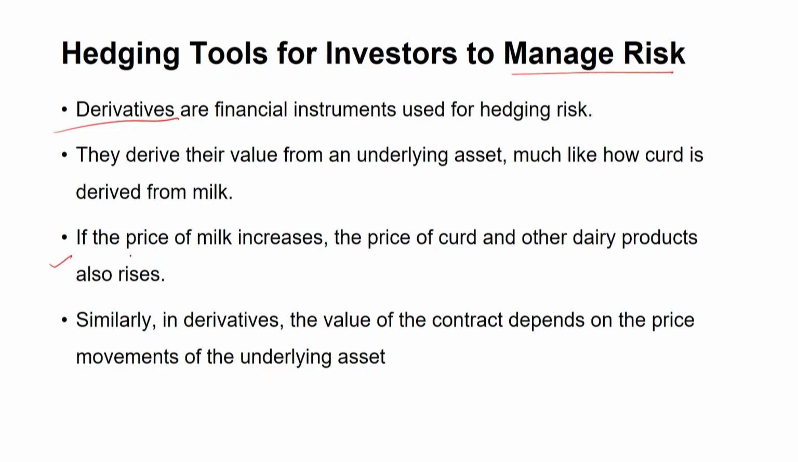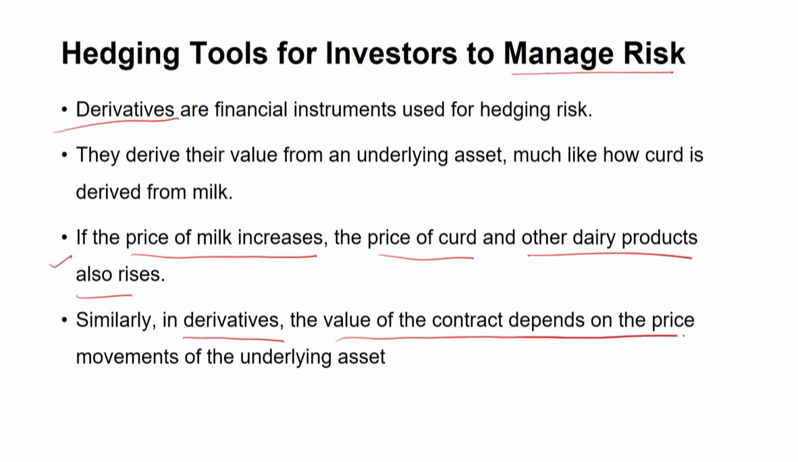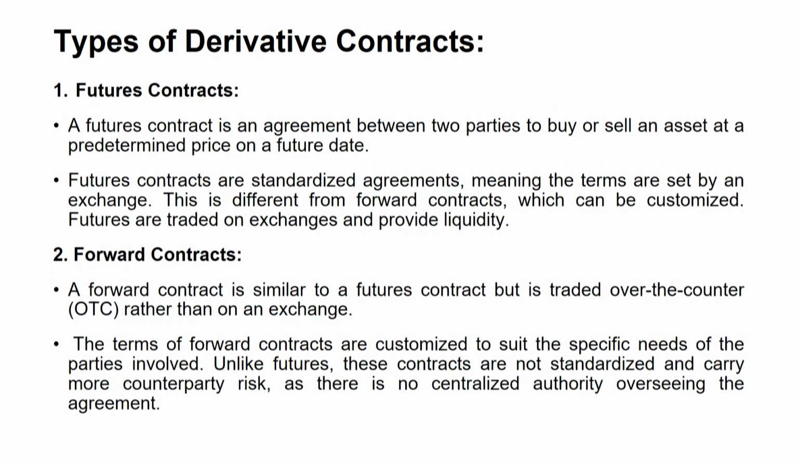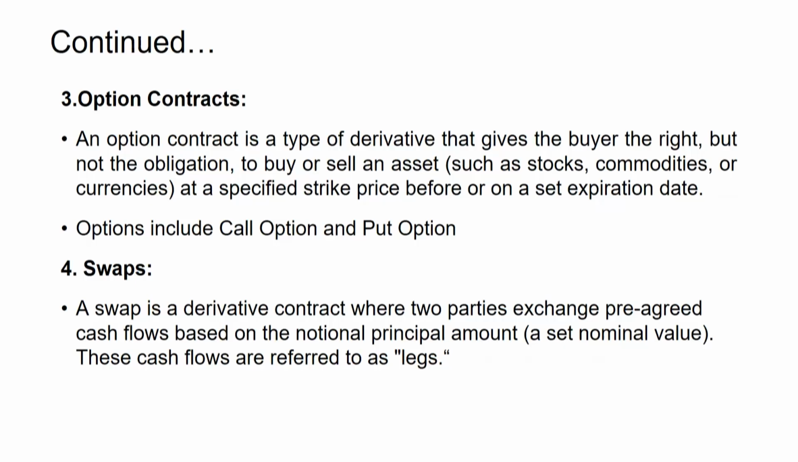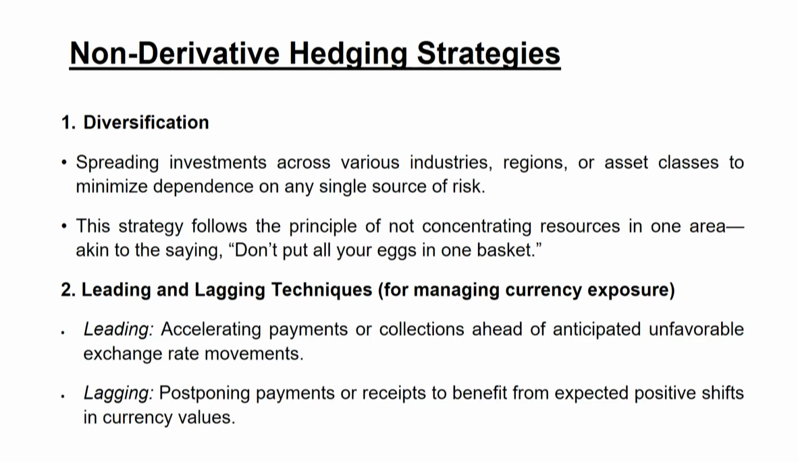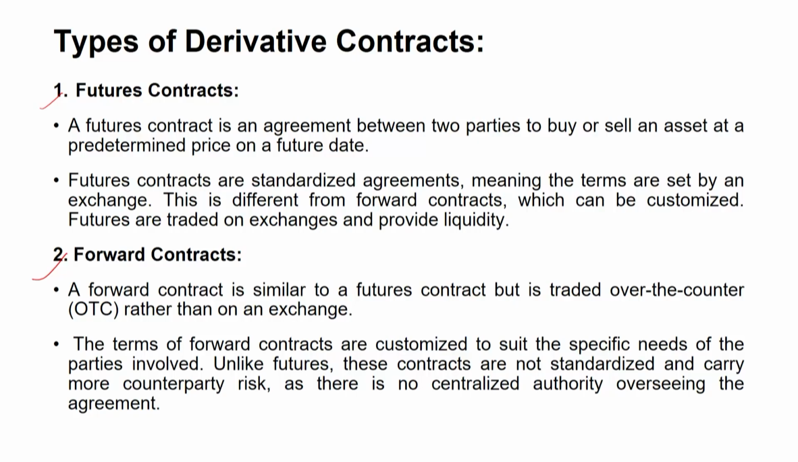Now, suppose the price of a commodity, say milk, increases; the price of curd and other dairy products in the market will also rise. In such a case, the derivative will try to minimize the risk associated with the price movement of the milk, and the value of the contract will depend on the price movement of the underlying asset, that is the milk. There are various types of derivative contracts: futures contracts, forward contracts, options contracts and swaps contracts. So there are four different categories of contracts under the derivative instrument that may serve different purposes for different categories of investors in the market.